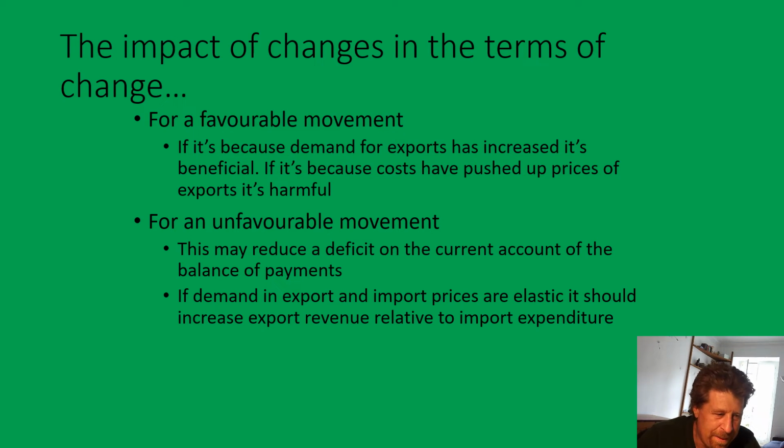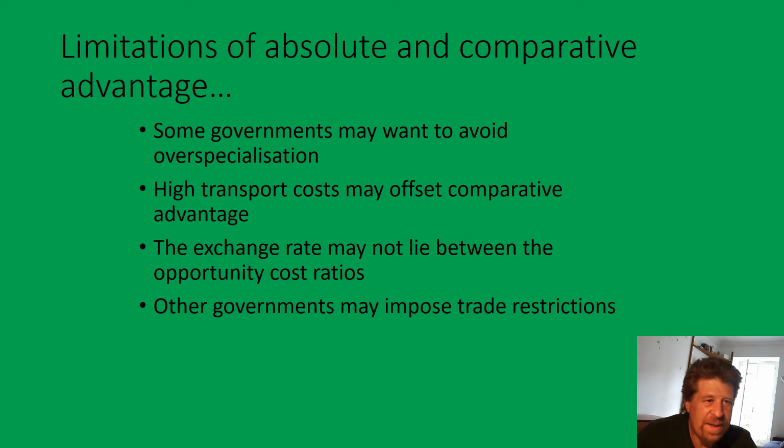So lastly, I want to talk about the limitations of absolute and comparative advantage. Why? Well, let's remember these advantages are the fundamental reasons why we trade in a free market. The dynamics of the free market tend to go towards free trade because of these advantages.